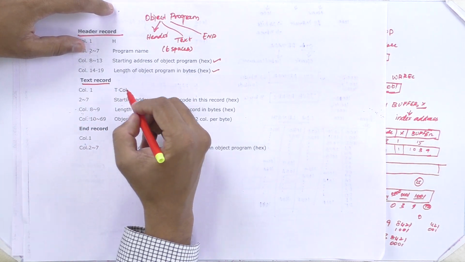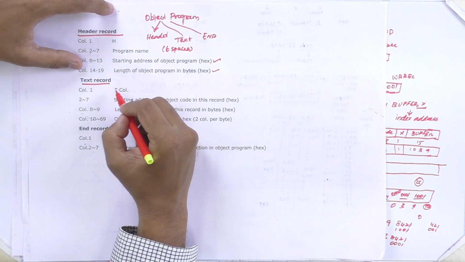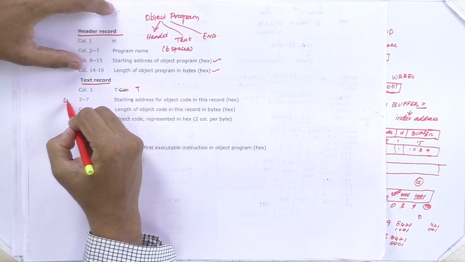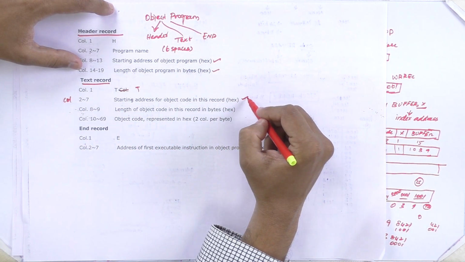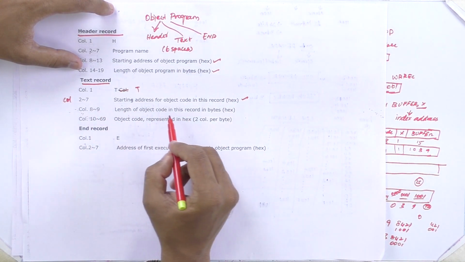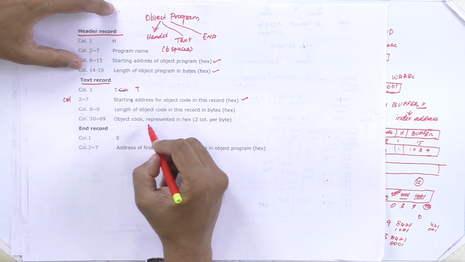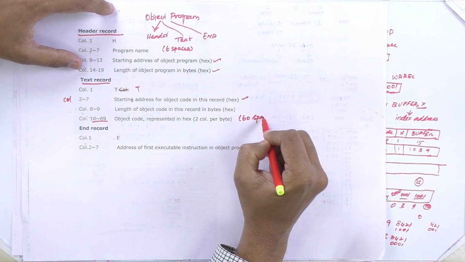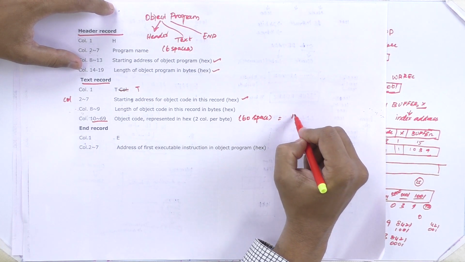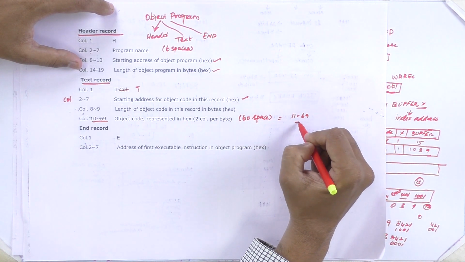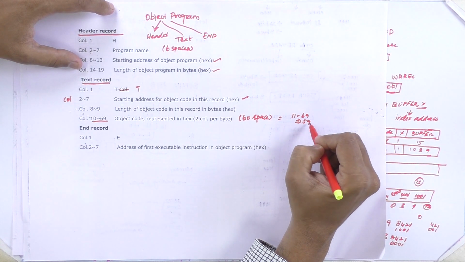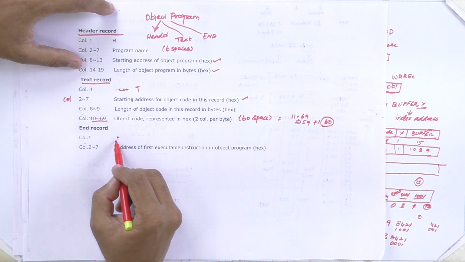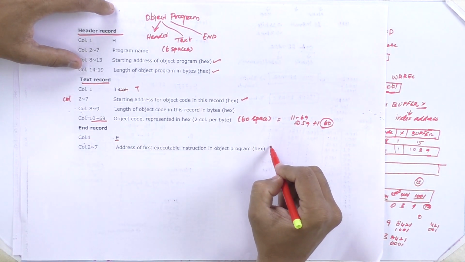Then text record, the first letter should be T, and second column it should contain starting address of this text record, and the third one should be length of the object code in bytes, and the last one is object code represent. See, here we have 10 to 69, that means you have 60 spaces. If it is 11 to 69, you can easily say that you have 59 spaces. Since we are starting from 10, I will add one more thing, that is 60 spaces. Then end record, it will have E as well as the address of the first executable statement.